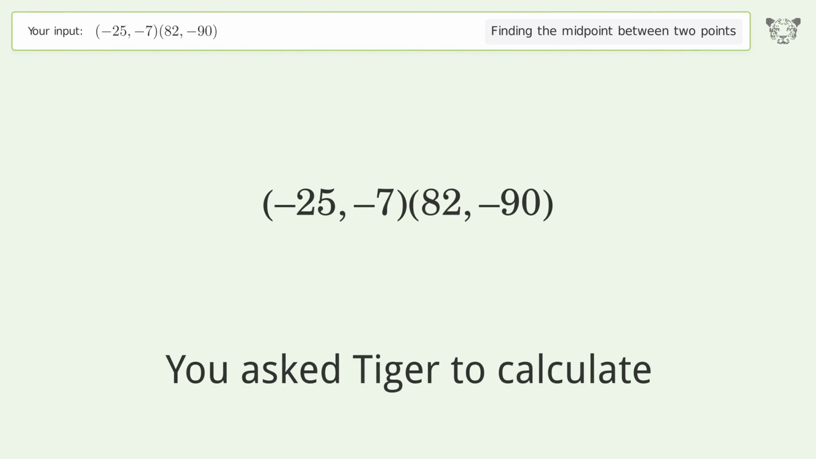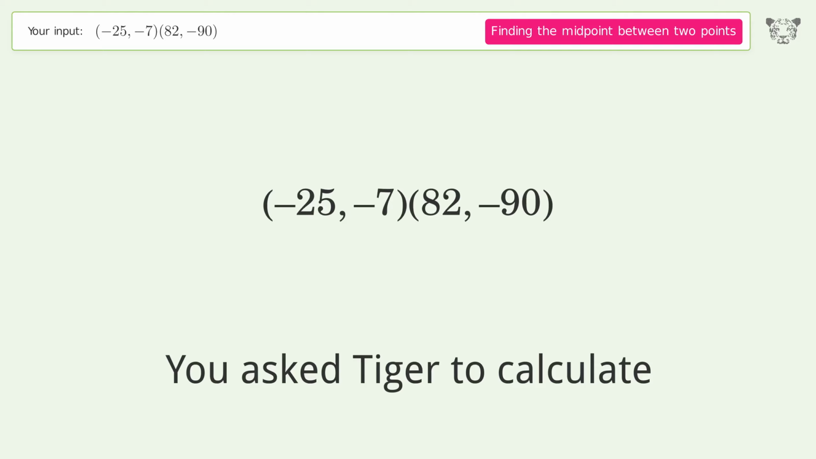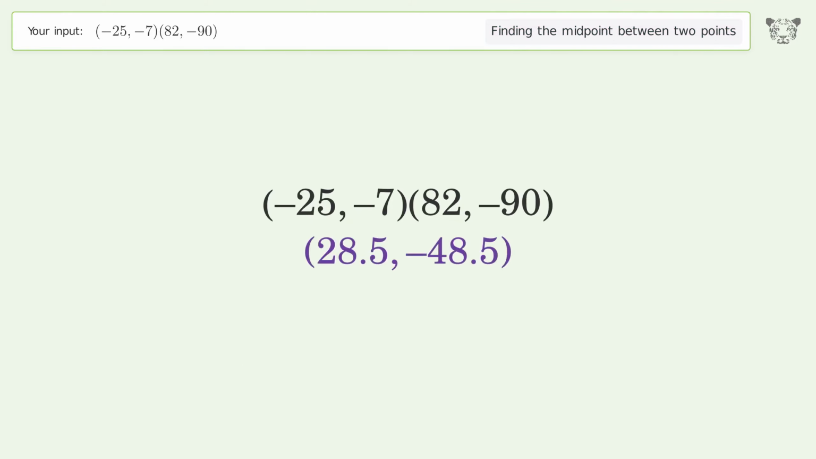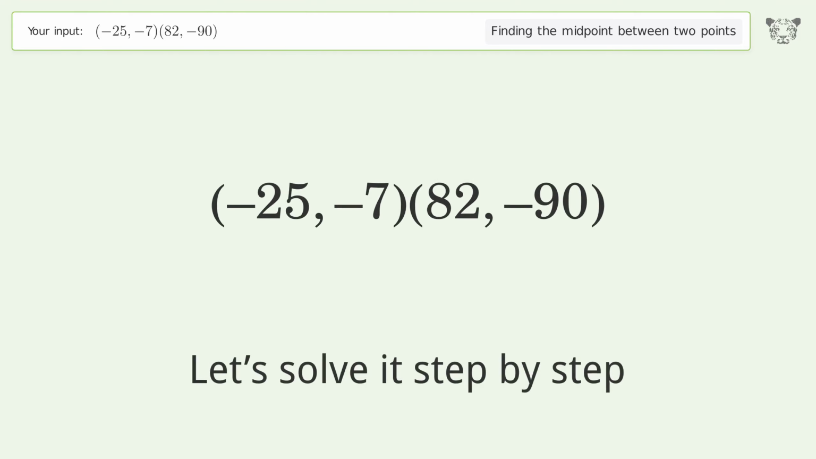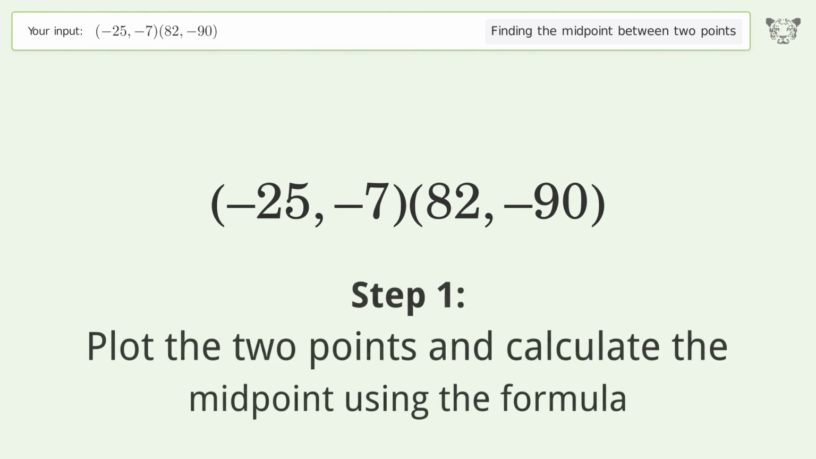You ask Tiger to calculate. This deals with finding the midpoint between 2 points. The midpoint between the 2 points is 28.5, negative 48.5. Let's solve it step by step. Plot the 2 points and calculate the midpoint using the formula.